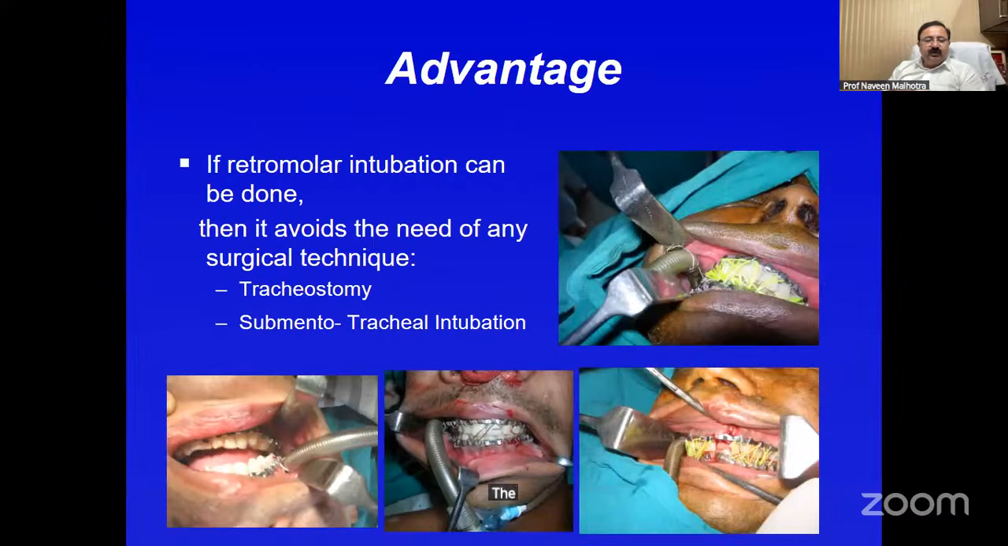The advantage of retromolar intubation is that if it can be done, it avoids the need of any surgical technique, whether it is tracheostomy or submento-tracheal intubation.